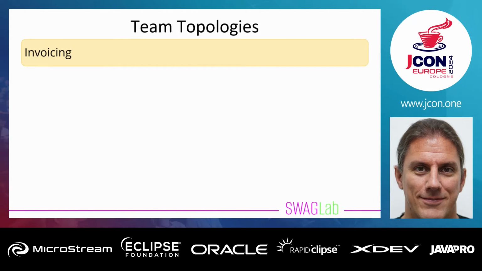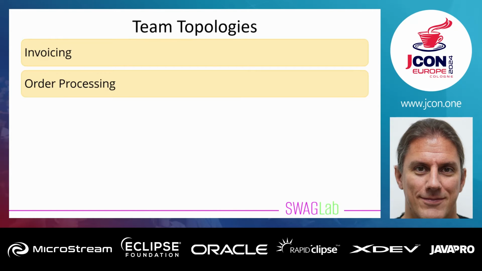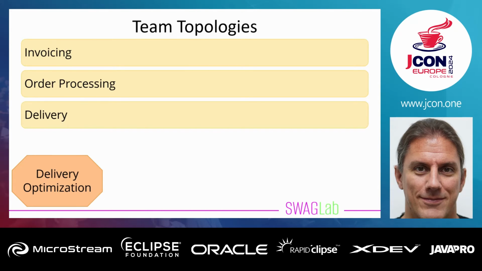So we have invoicing here, so that's a streamlined team. Fracture plane is a bounded context, and we have a few other streamlined teams for the other 2 bounded contexts. Then we have the delivery optimization complicated subdomain. That's because delivery is something that is the core domain. We have advanced algorithms that are complicated, and AI and all that stuff is in there.